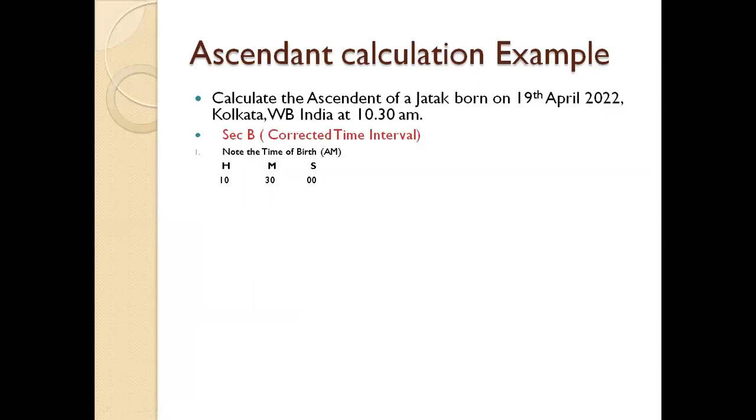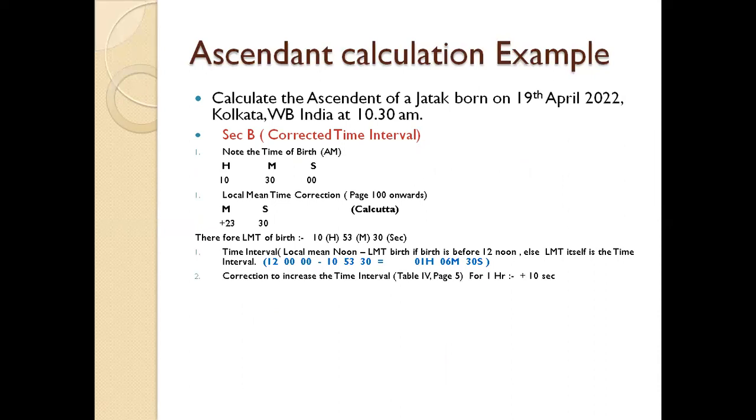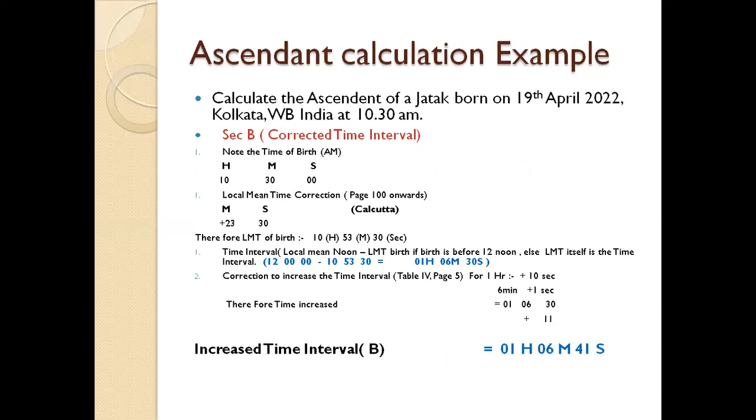So now the second part. The second part is about understanding the corrected time interval. Initially we found the sidereal time at 12 noon. So based on 12 noon, we have got the time. Now the exact time of birth is 10:30 a.m. So we are just noting the 10:30 a.m. time here. Hours is 10, minute is 30, and second is 0.